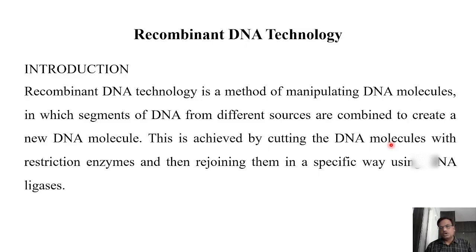So if you wish to introduce a character of one organism into another organism, there we are going to use this recombinant DNA technology. So basically, recombinant DNA technology is a method where you isolate DNA from one organism, cut the desired part, and then introduce that desired gene into the target organism. This is a very important technology used in genetic engineering, and it involves many enzymes and techniques.